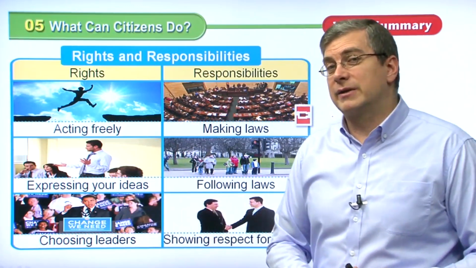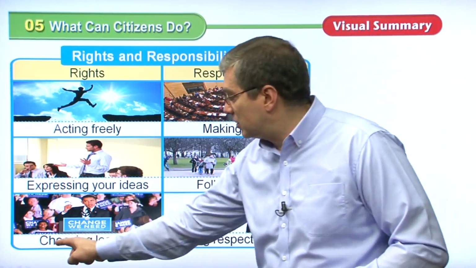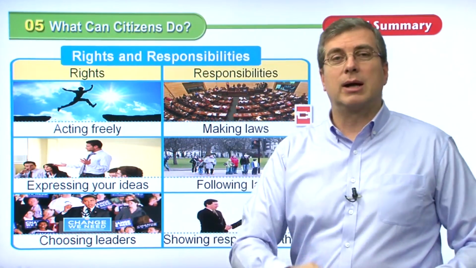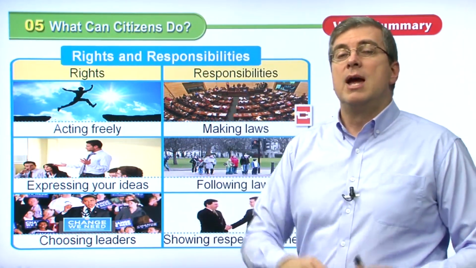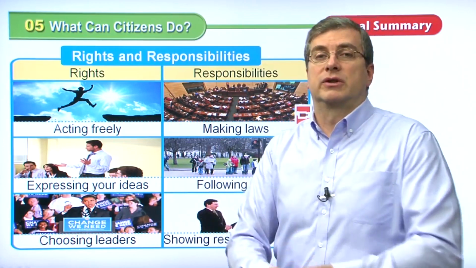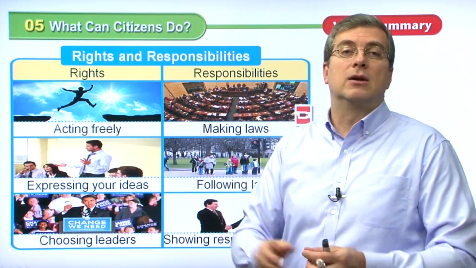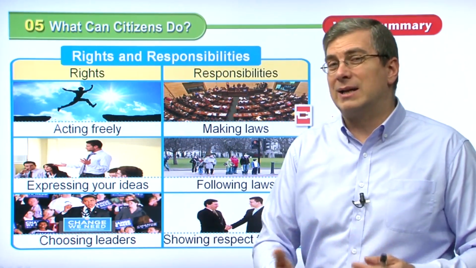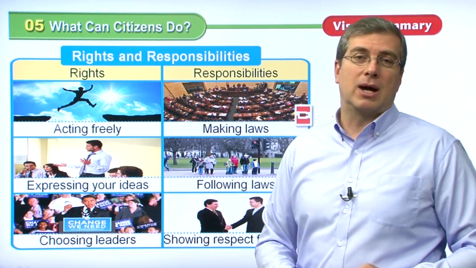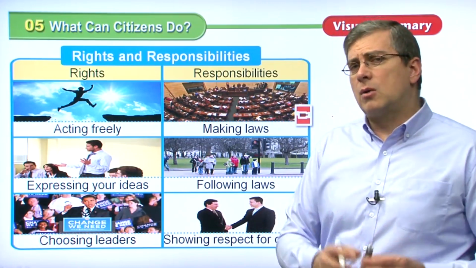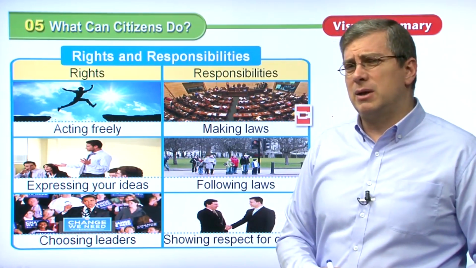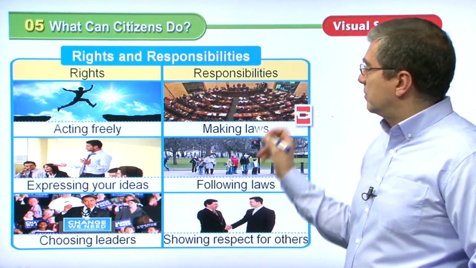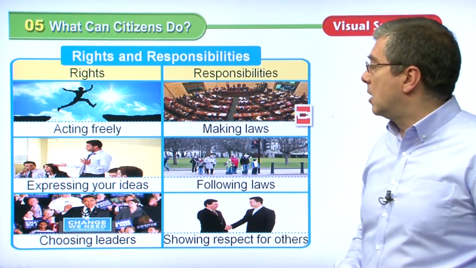In a democratic society, also we have the right to choose leaders. So in Korea, in America, in many other countries of the world, many people go out to vote and they choose their leaders, their national leader or their local leaders. That is our right as citizens in democratic countries. So those are our rights, but what about our responsibilities, right? What are things that we should do? Well, one of our responsibilities is making laws, okay?